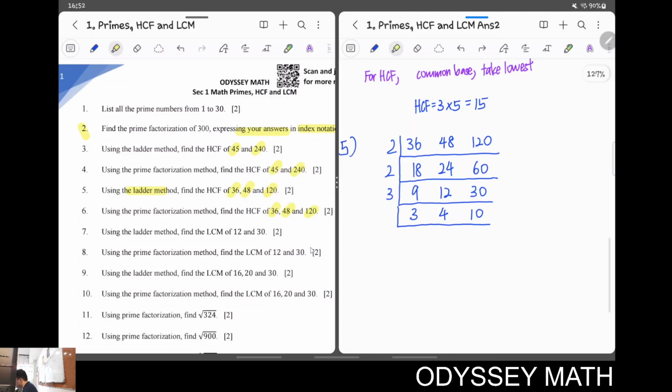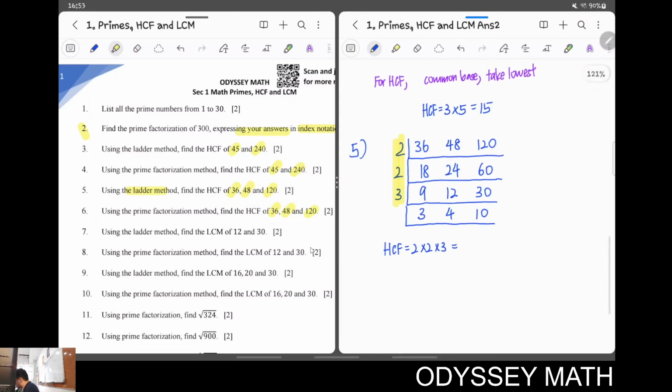Once you think you are ready to stop, you multiply all the numbers you have written here vertically, which means that your HCF equals 2 times 2 times 3. So you multiply all the numbers you have written vertically. So the answer for question number 5 is just 12. Can?